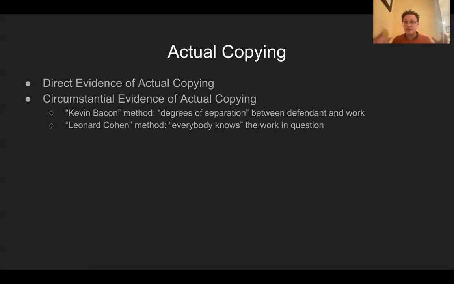So the universe of elements that are relevant to the actual copying analysis is broader than the universe of elements that are relevant to the substantial similarity analysis, because at least in theory, although query how it actually works in practice, only the protected elements that belong to the plaintiff can support an actual infringement analysis.